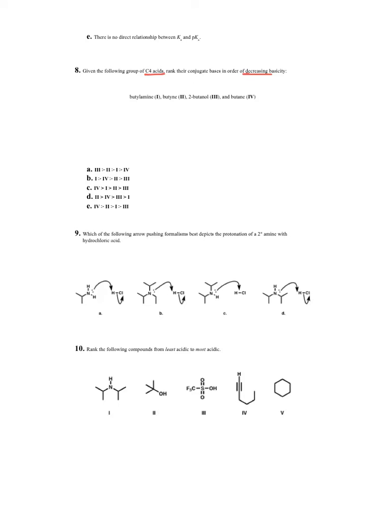So let's go ahead and draw these things out. So we have butylamine. That was compound 1. We have butyne. That's compound 2. We have 2-butanol. It's compound 3. And we have butane, which is compound 4. So what are the pKa values from the table? So I'm going to write those in blue. For an amine, this is 38. An alkyne is 25. An alcohol is 16. And an alkane is 50. So what do the conjugate bases look like?